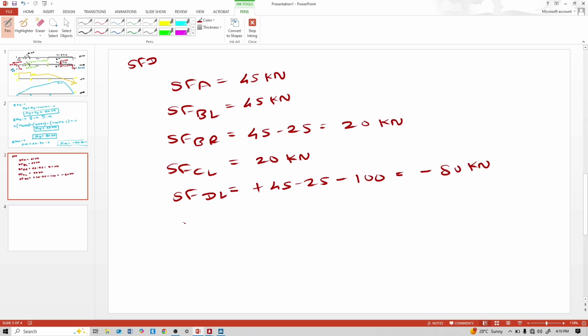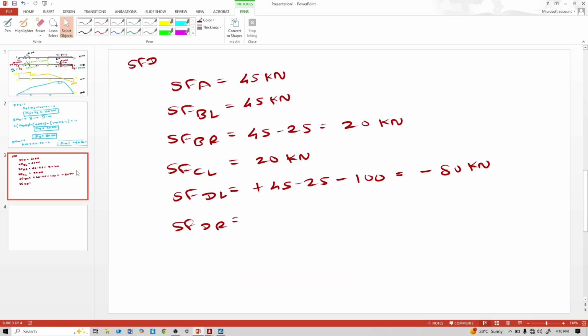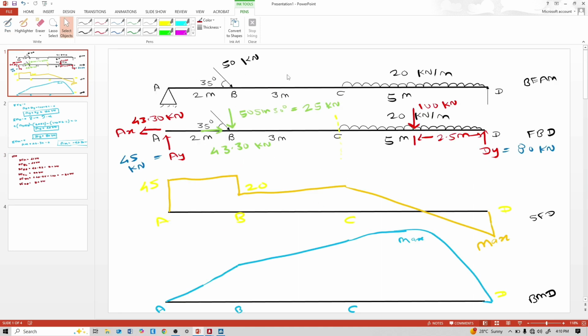This is towards left, and shear force at point D towards right is this DY reaction, 80 kilonewton. So values are 45, 45, 20, minus 80, 20. Here it is minus 80 and here 0. So this is the shear force diagram. This is positive, this is negative.